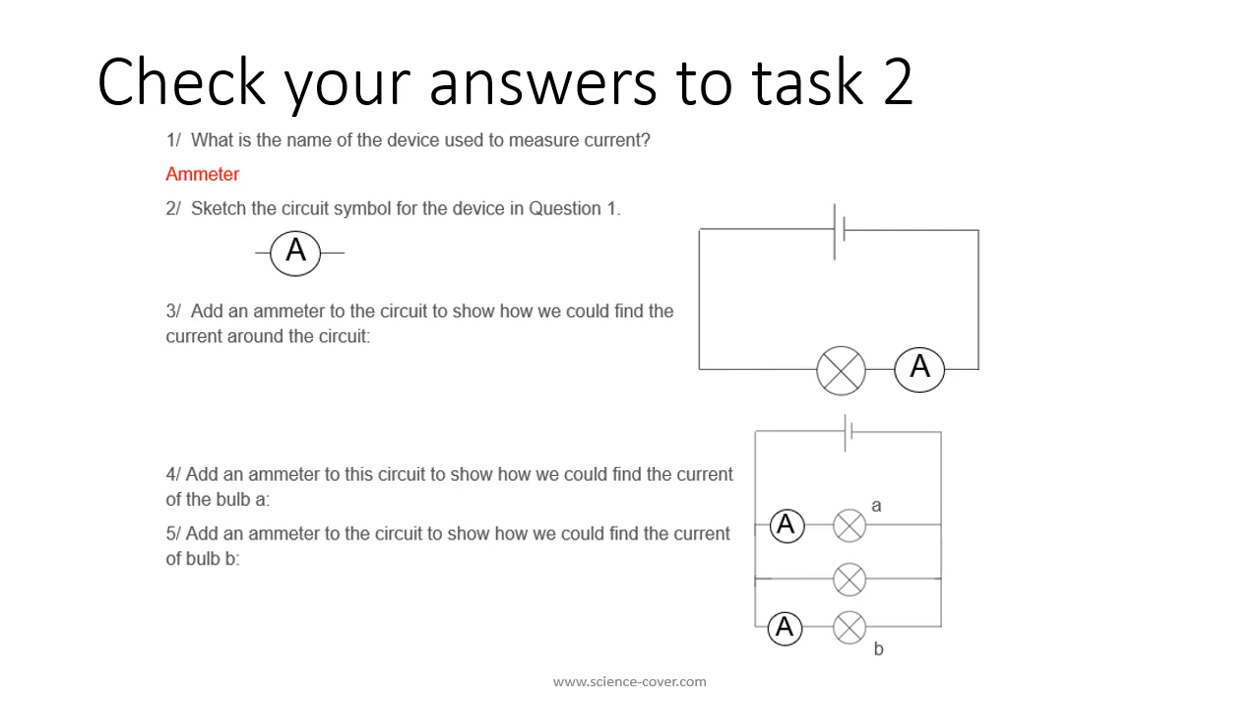Add an ammeter to this circuit to show how we could find the current of bulb A. Well, your ammeter has to be on the same branch as bulb A. And question 5, add an ammeter to show how we can find the current of bulb B. Well, your ammeter needs to be on the same branch as bulb B.